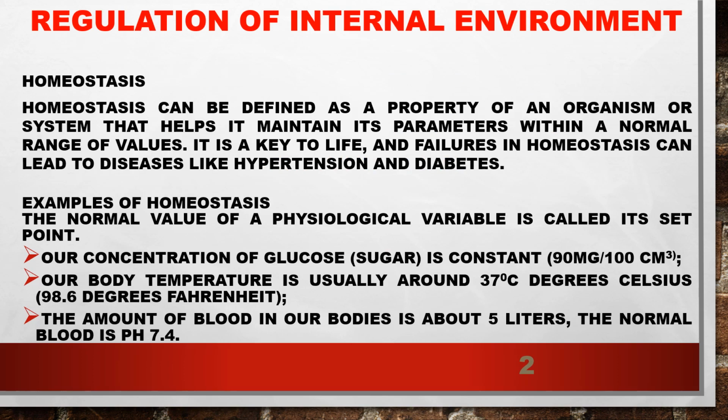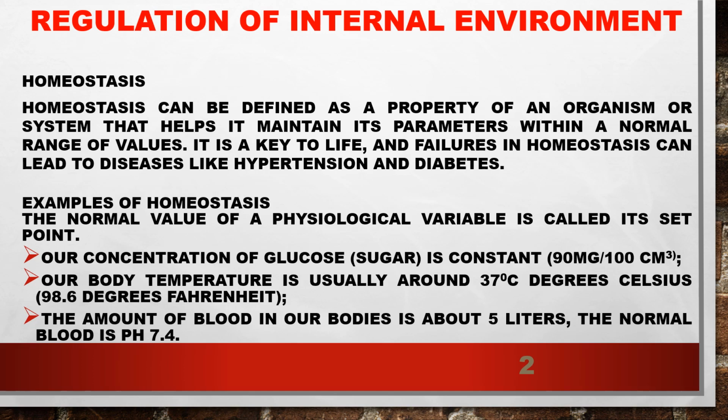Homeostasis can be defined as a property of an organism or system that helps it maintain its parameters within a normal range of value. It is a key to life, and failures in homeostasis can lead to diseases like hypertension and diabetes. Example of homeostasis: the normal value of physiological variables is called its set point value.